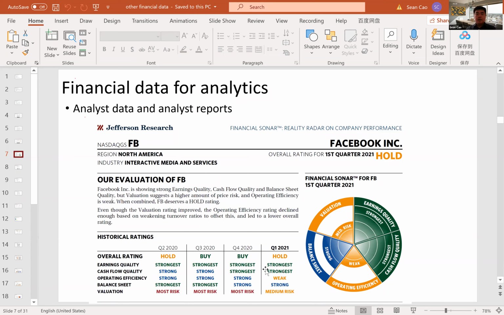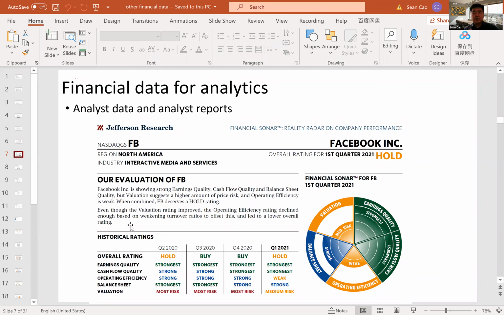Can you trust them? In order to trust them, you have to see their detailed analysis of how they come up with this, right? So basically, Jefferson Research gives a hold recommendation for the first quarter. They give an overview of the balance sheet, income statement, and cash flow, and the time series recommendation is hold, buy, hold, buy, hold.